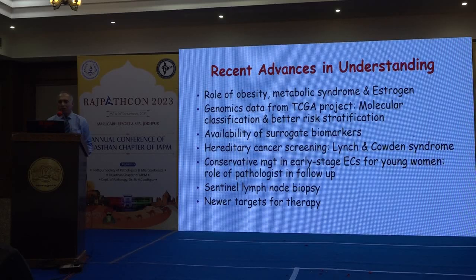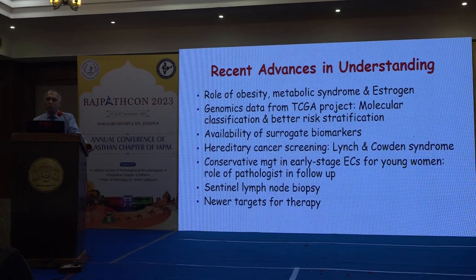Our recent advances in understanding are what I've already talked about: the metabolic syndrome, obesity, dietary habits, etc., and exposure to estrogen. Then the incorporation of molecular classification. We have good surrogate biomarkers now for these molecular classes, as well as some risk predictive biomarkers. We have better screening tools for hereditary genetic syndromes like Lynch-Cowden syndrome, and the conservative management of early stage endometrial cancers because of late ages at marriage, etc.